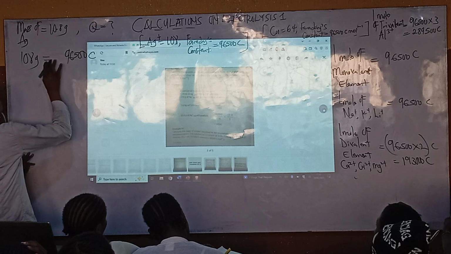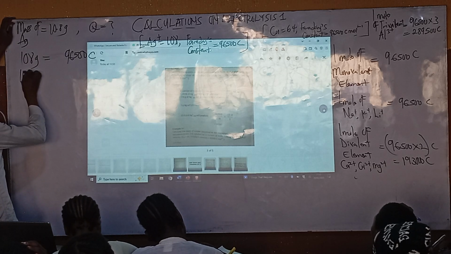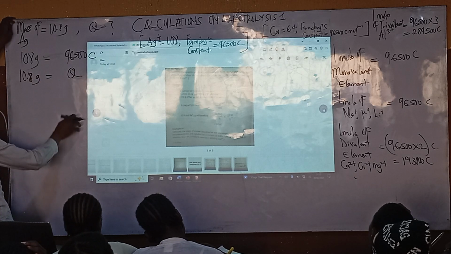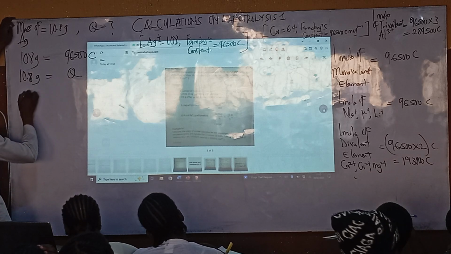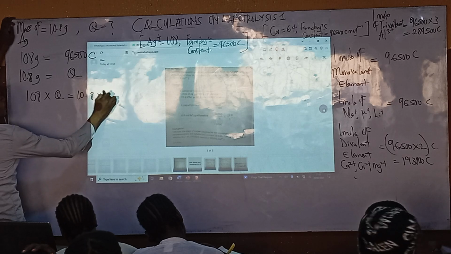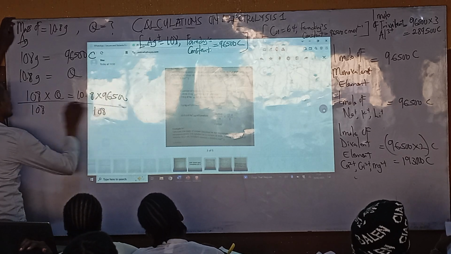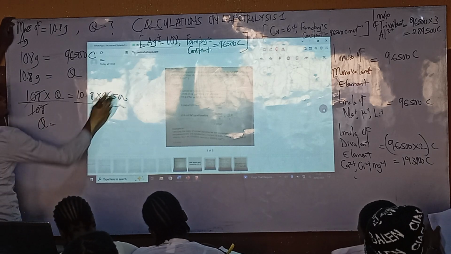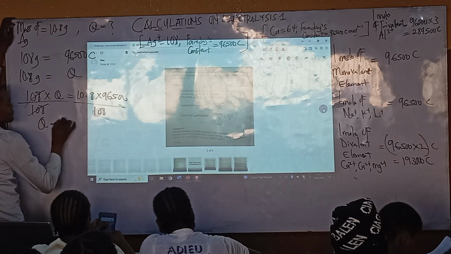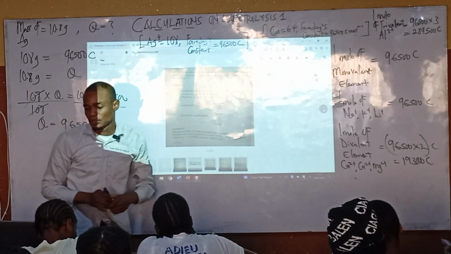Next, I have another column. Where is the mass of silver used? 10.8 gram. Where is the quantity of electricity equivalent to it? You don't know, so you cross multiply. 108 times Q equals 10.8 times 96,500, divided by 108. What is the answer? 9,650 coulomb. That's the answer.